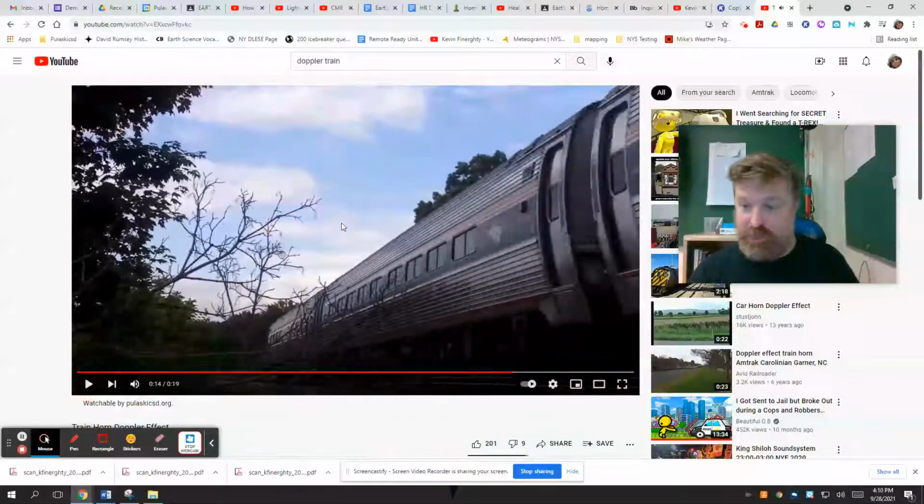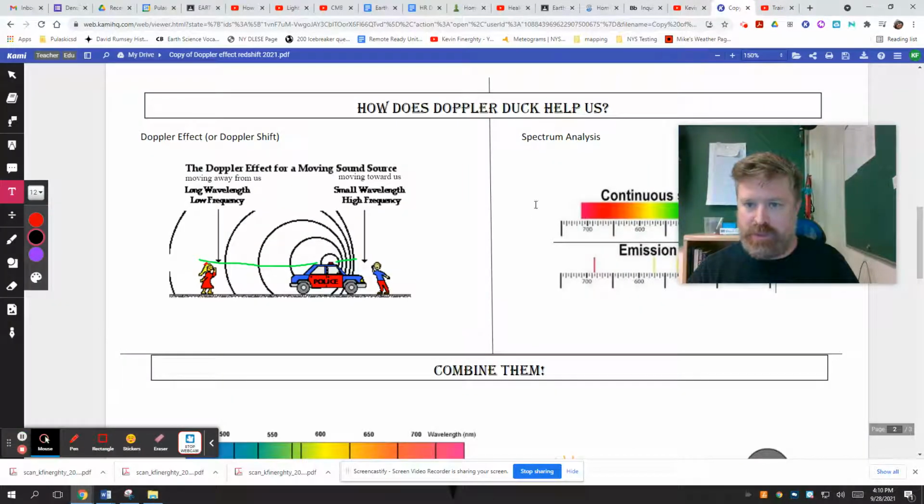So if you heard that change in pitch, that's the deal here. That's what we're trying to work on. If you couldn't, again, just search Doppler chain. A whole bunch of them pop up. Nice and easy. All right, why are we babbling about this so much?